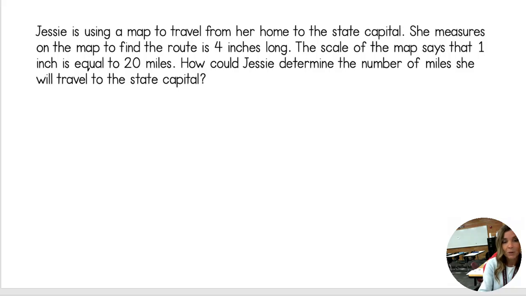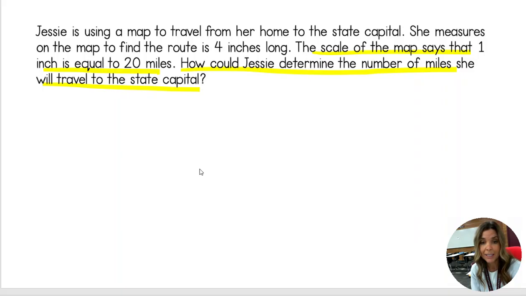Okay, so when we are looking at this, the question we're being asked is, how could Jessie determine the number of miles she will travel to the state capitol using the scale of the map? The scale of the map says that 1 inch is equal to 20 miles. So if you got out your ruler and measured the distance on the map using a ruler.